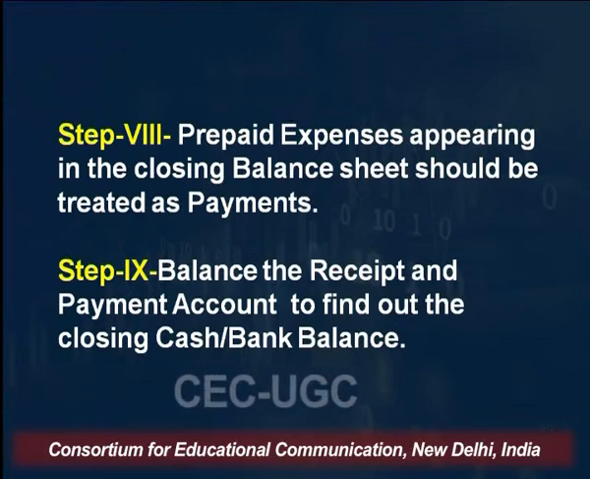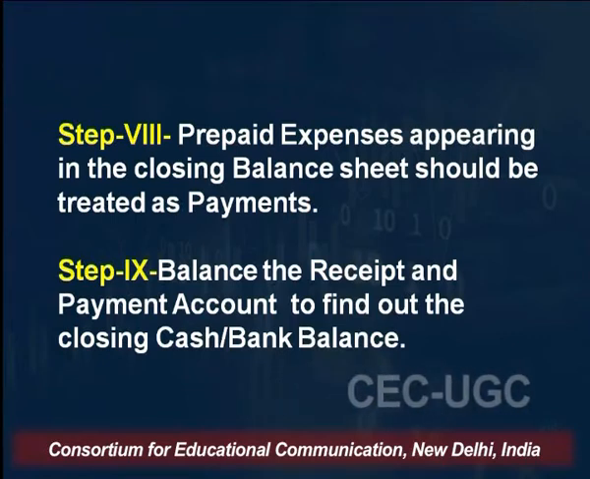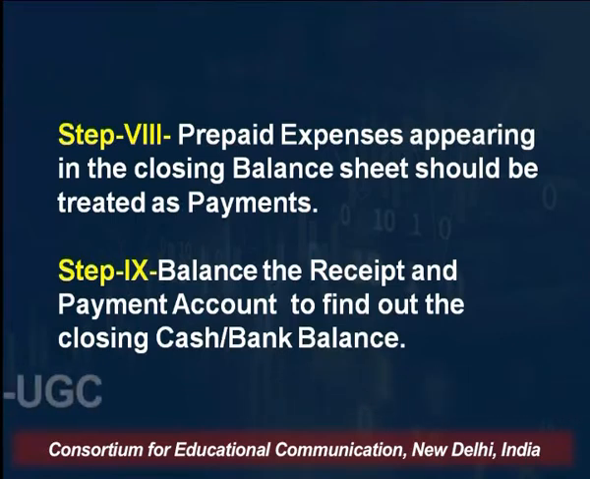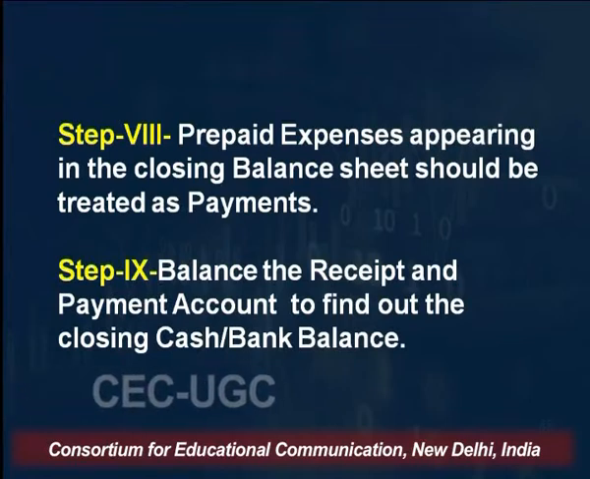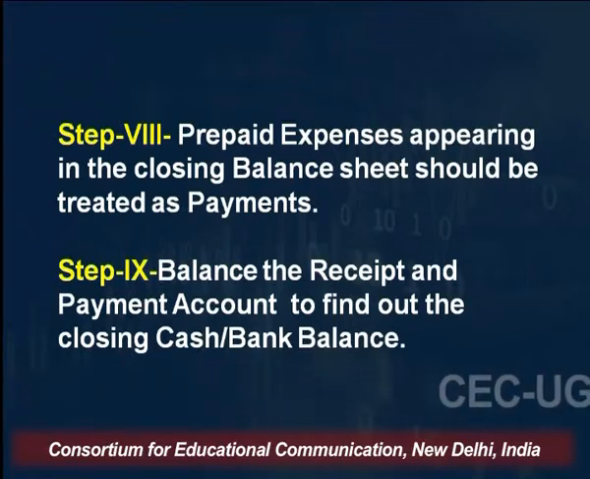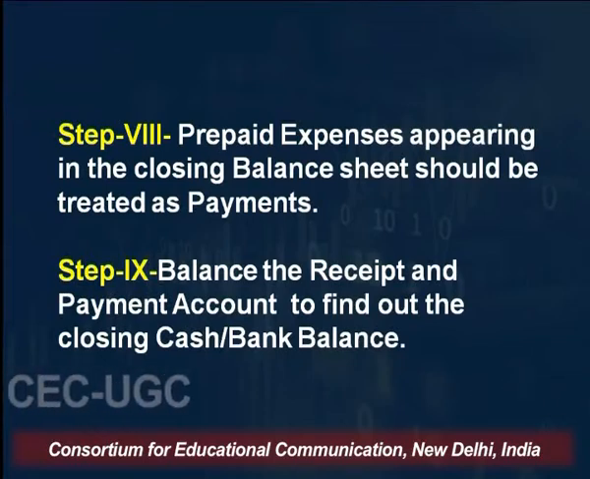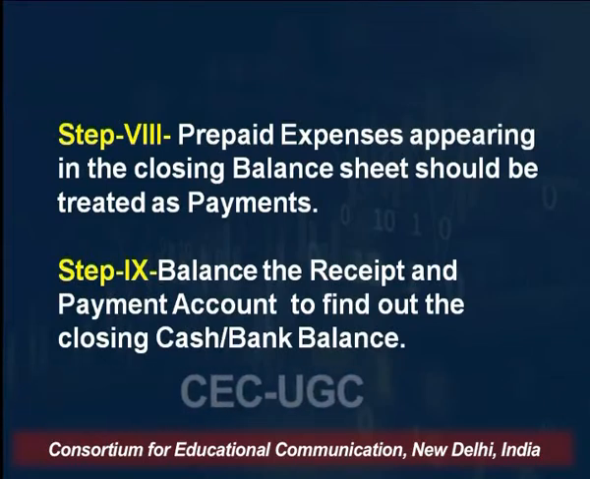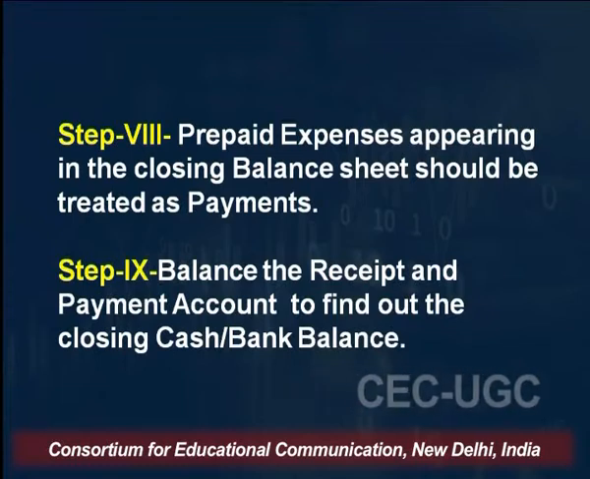The last one is calculation of closing balance of cash and bank account. The purpose of preparing the receipt and payment account is to find out the closing balance of cash and bank, which is the missing balancing figure. So the final step is to calculate the closing balance of cash and bank. How is it calculated? The difference, the balancing figure, would be treated as the closing balance.